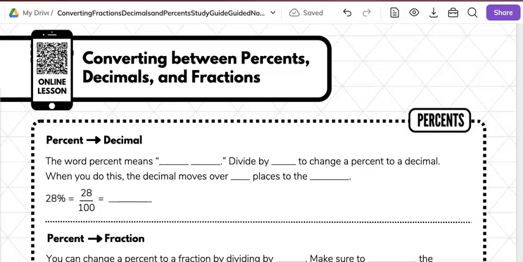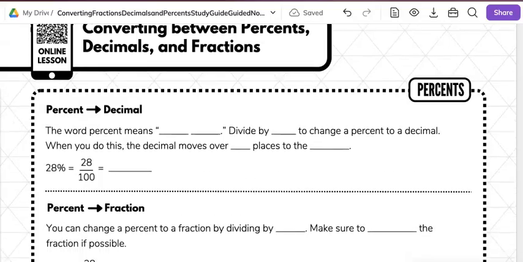Okay, this is a lesson on converting between percents, decimals, and fractions. You should have something to write with, and you should have the converting between percents, decimals, and fractions study guide in front of you to fill in as we go along.